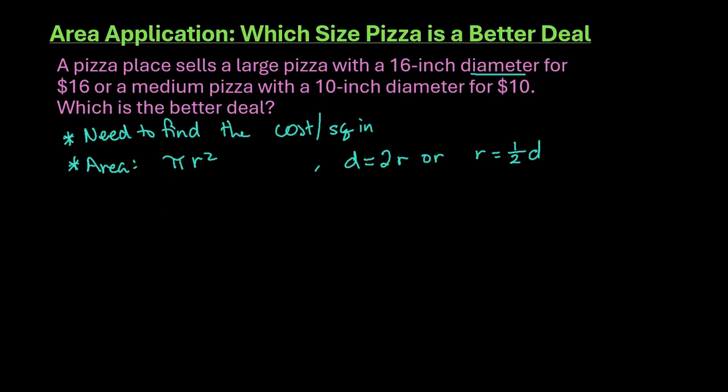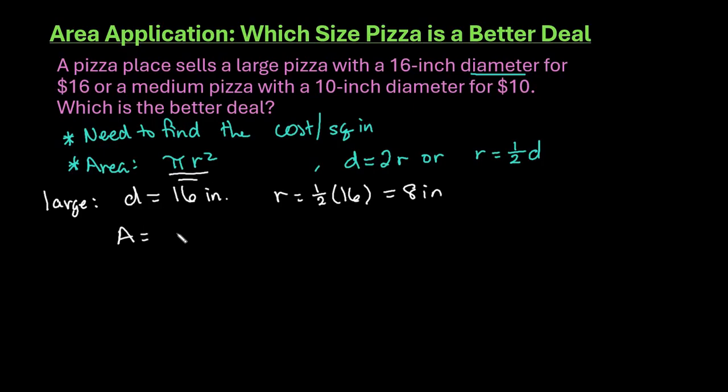All right, so let's look at this particular problem. Let's first look at the large pizza. Since the large pizza has a diameter of 16 inches, we first need to find the radius by taking half of 16, which gives us 8 inches. Now we can find the area: pi times 8 squared. You can either use the pi button on your calculator, or approximately 3.14. It doesn't matter. 64 pi would be the exact answer.